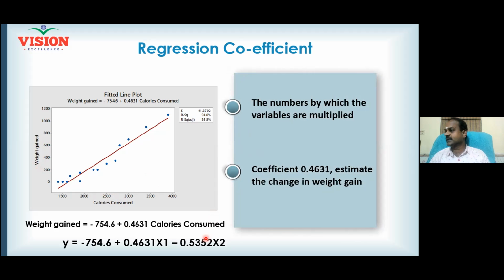right? Regression coefficient. What is regression coefficient? This is the regression coefficient. In the second equation, there are two factors. X1 is one factor, X2 is another factor. So how many coefficients are there? Two coefficients are there, right? And this is called a constant term. So again, if the same thing is explained again, 0.4631 helps us to estimate the change in weight gain when the individual changes the calorie consumption pattern. What is this called? This is called the regression coefficient.